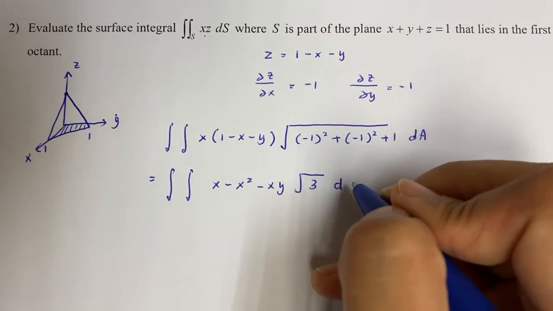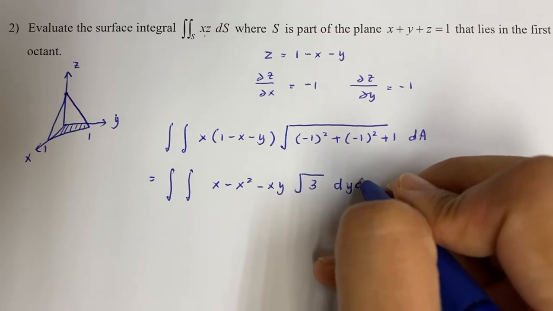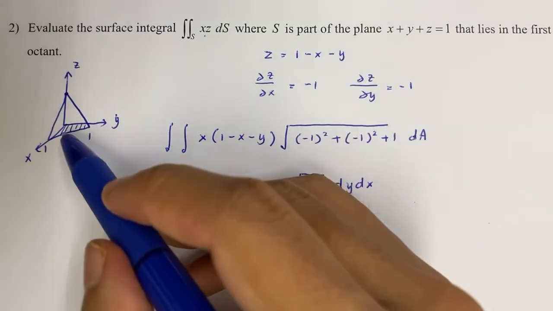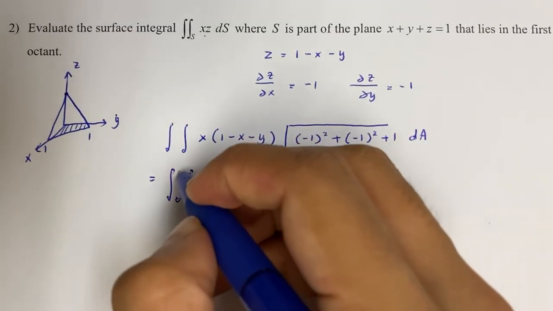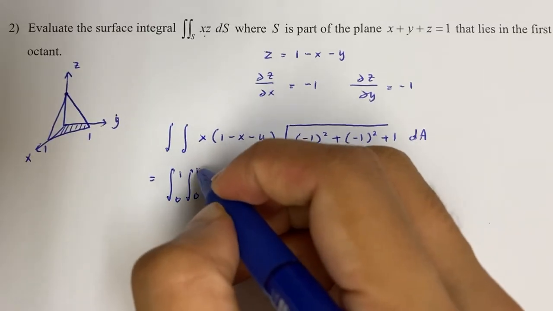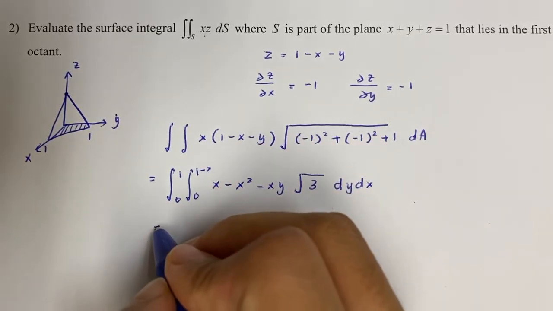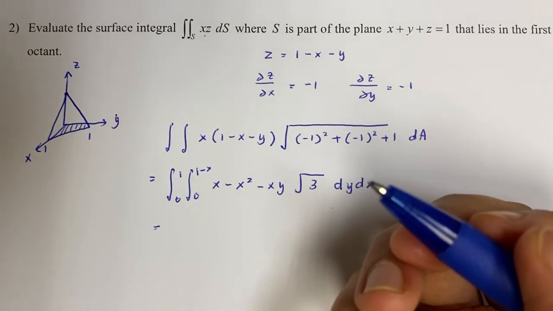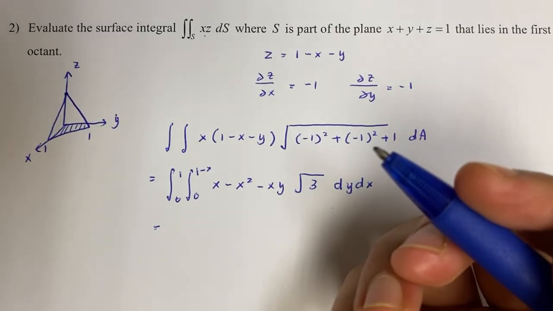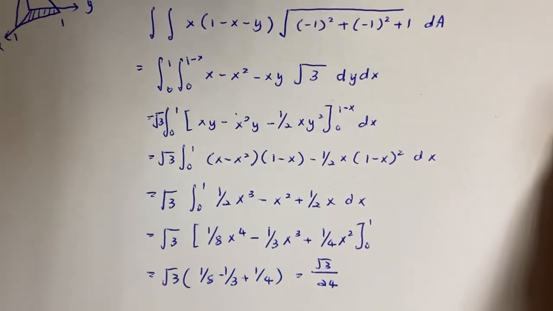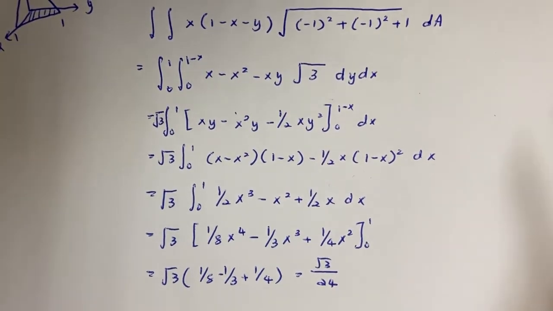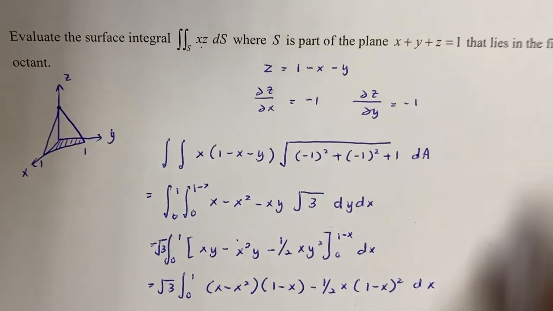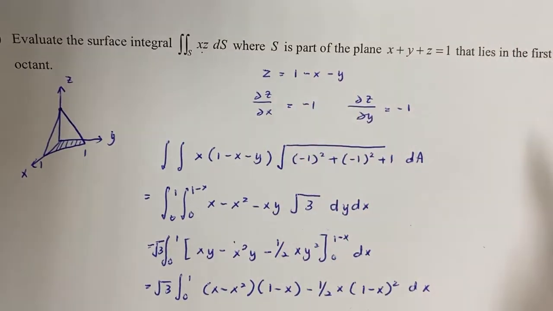Let's say we consider dy dx. Okay, again, x limit is 0 to 1 and y limit is 0 to 1 minus x. From here, you can continue with the double integration to find the surface integral. Okay, so the surface integral is equal to square root 3 over 24. This is when we take z equal to 1 minus x minus y.